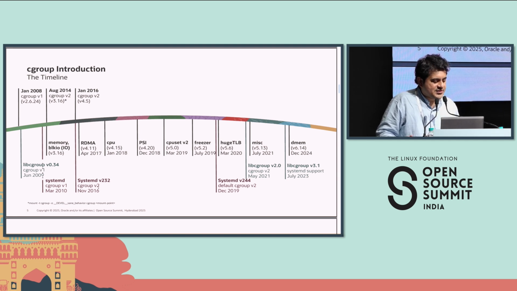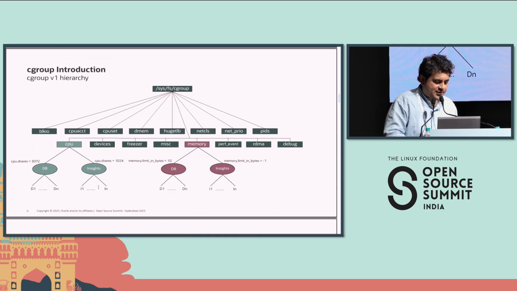Similarly, for systemd also, there is a timeline. They supported v1 in 2010, and in 2016 there was support for v2, and I guess the later releases of systemd now would just default to Cgroup v2. We'll speak about the controllers later, but this is just a kind of introduction to that.